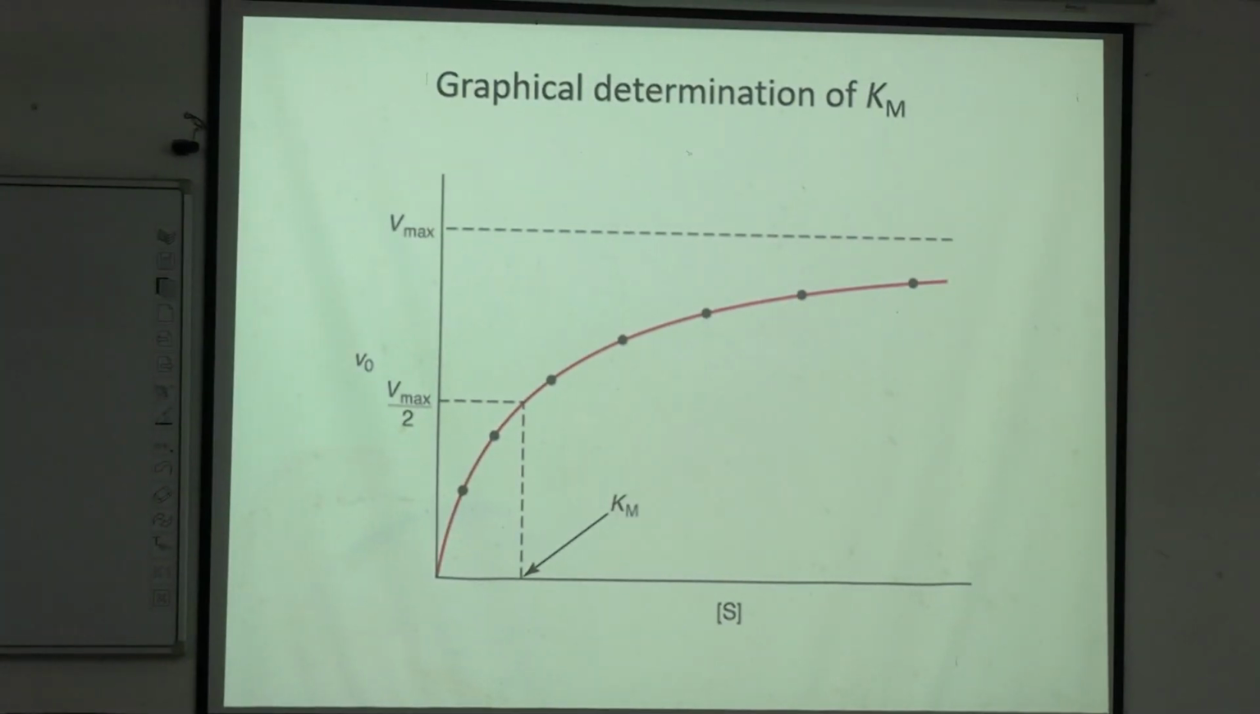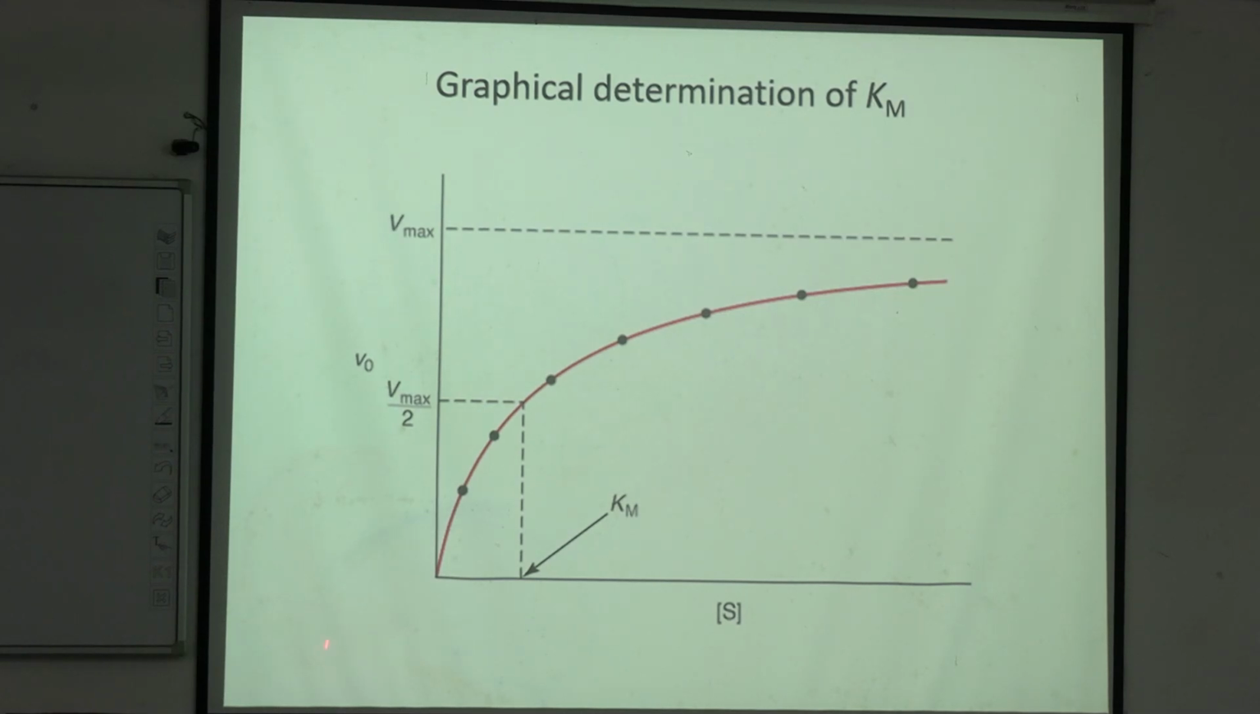Now, Km being an entity, it must have some unit. How do you find the unit of Km? You remember how to determine Vmax? The point where it becomes parallel. If you extrapolate, you get Vmax. The half of the Vmax you can calculate by using a scale.